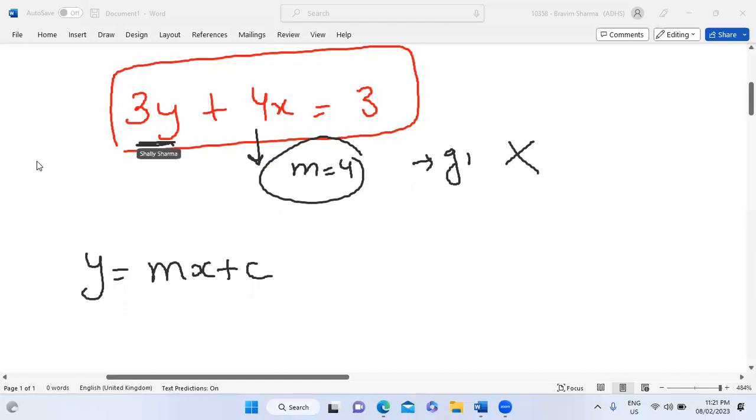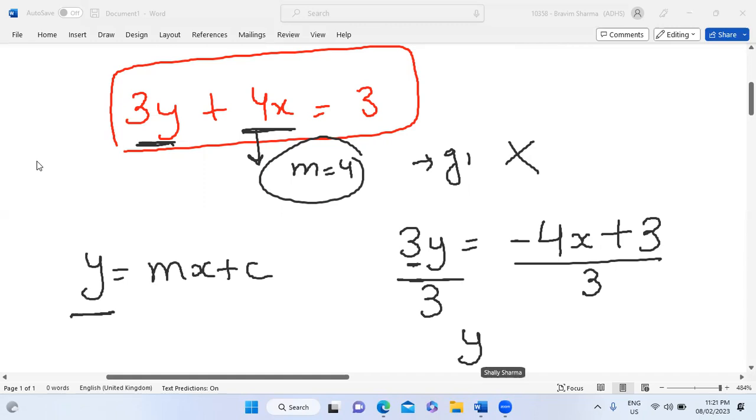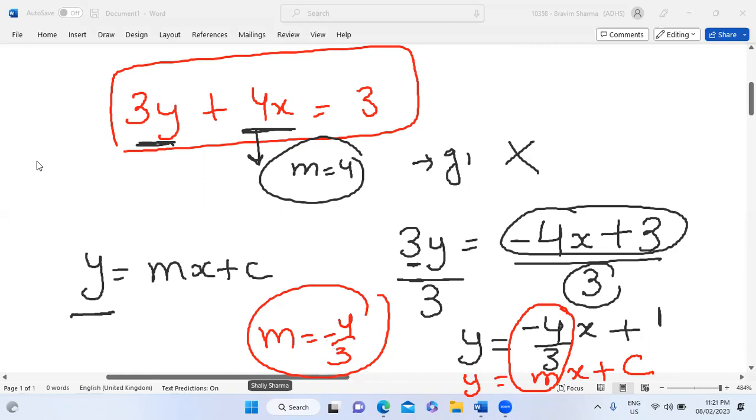So I will keep my 3y on one side, and I will take this 4x to the other side. So it will become negative 4x plus 3. And then because I have to find y equals, and here I have 3y, so 3 is in multiplication with y. The inverse operation of multiplication is division. So I will divide by 3 on both sides. So I got y equals negative 4/3 x plus 3 over 3, which is 1. I divide this whole expression, negative 4x plus 3, by 3 separately. Now here I will compare this equation with y equals mx plus c, and I found that m is negative 4/3. This is the gradient.